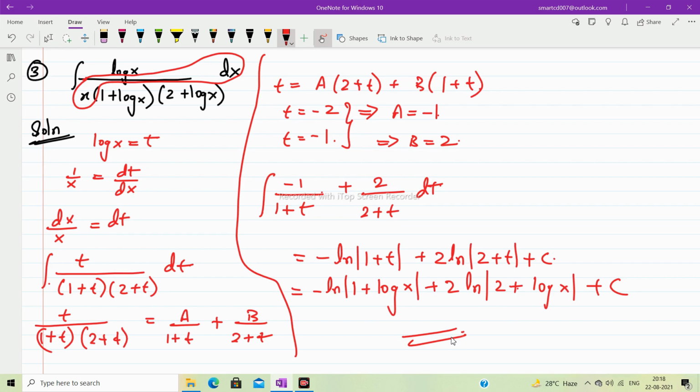So these were three sums which were based on partial fractions. In the next lecture, we'll see more questions based on partial fractions.